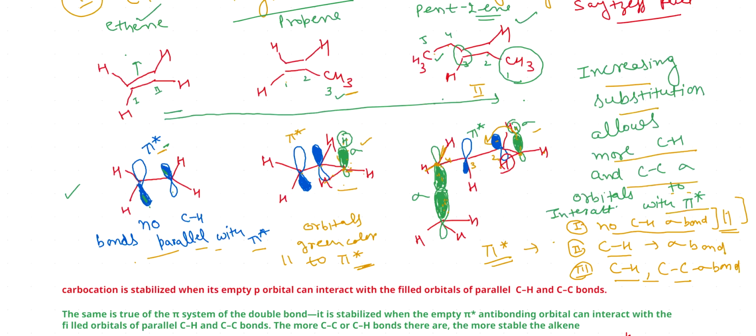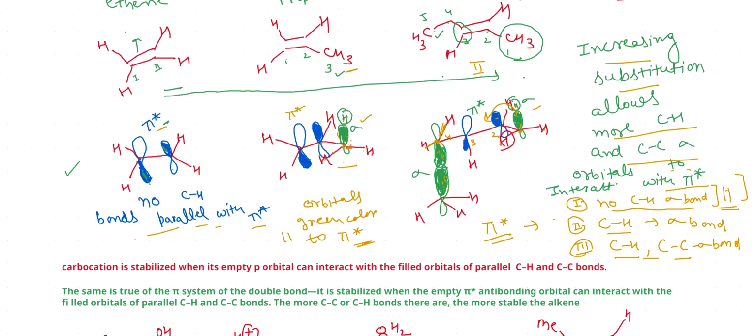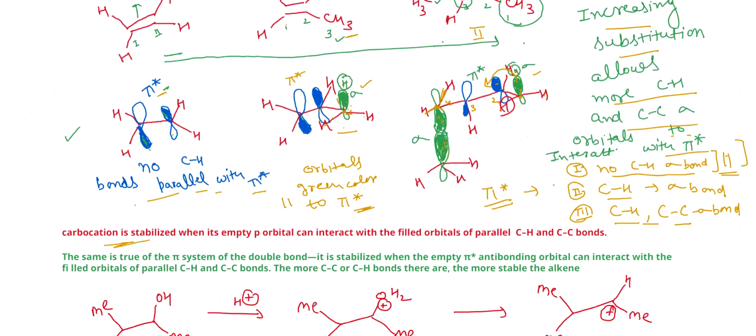Similarly, it is also true in the case of carbocation. Clear? In the case of carbocation, when its empty p orbital can interact with the filled orbitals of parallel CH and CC bonds, that carbocation will be more stable. So this rule is valid also in the case of the pi orbitals. The empty pi star antibonding orbital can interact with the filled orbitals of parallel CH and CC bonds. The more CC or CH bonds there are, the more stable the alkene. Here, when there are more interactions, it will be more stable.